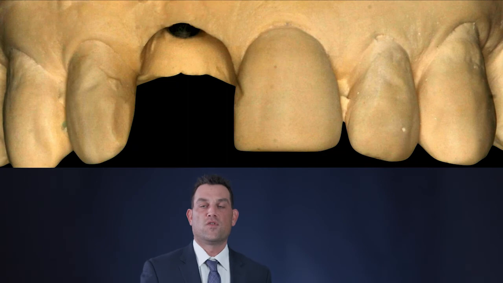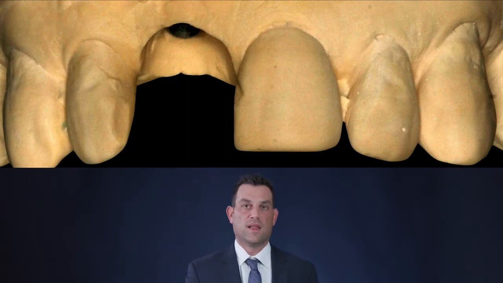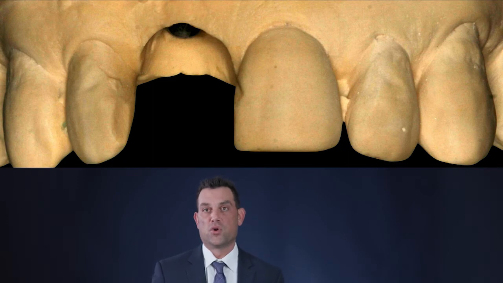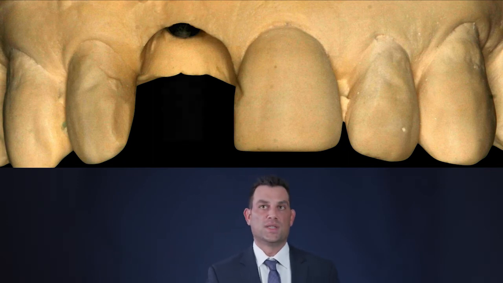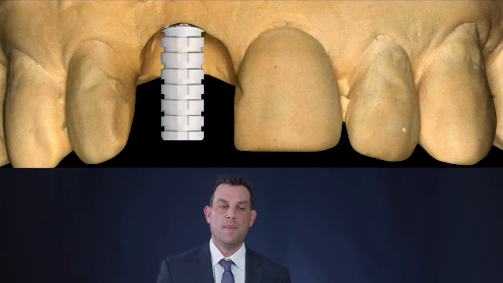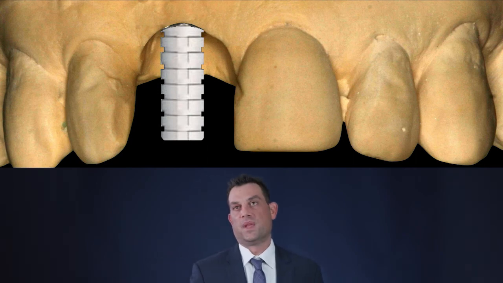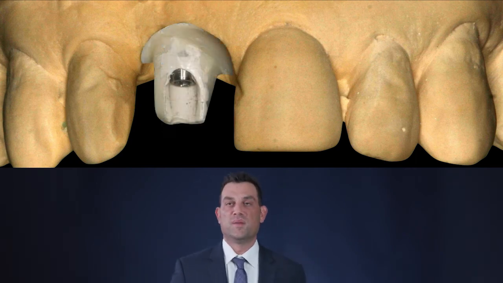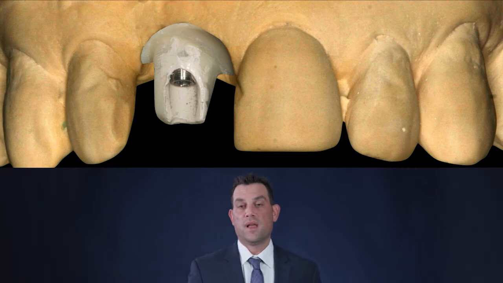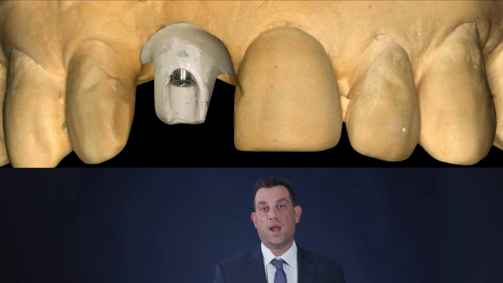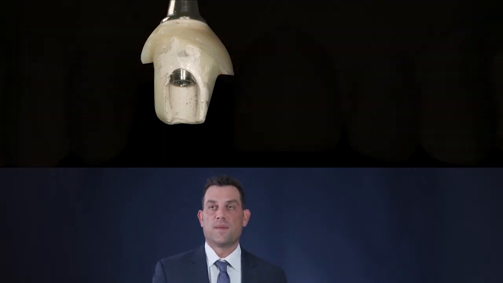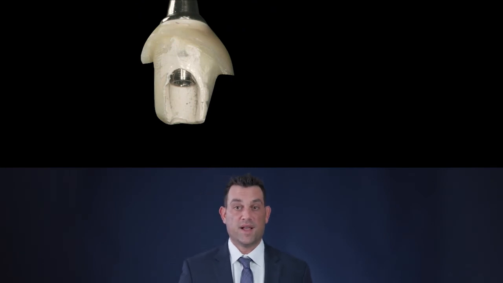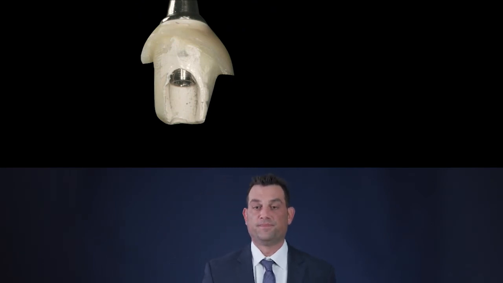One of the easiest ways for me to do this, like I mentioned, is in the lab. So I'll prepare on my stone model the ideal emergence profile. I can use a temporary abutment made out of either PEEK or titanium, and then with the use of composite or even acrylic, create the ideal tooth shape. This is something that dentists like myself do each and every day.